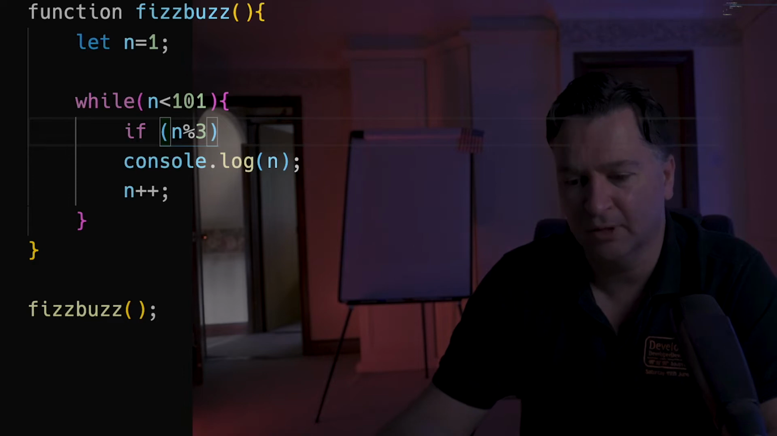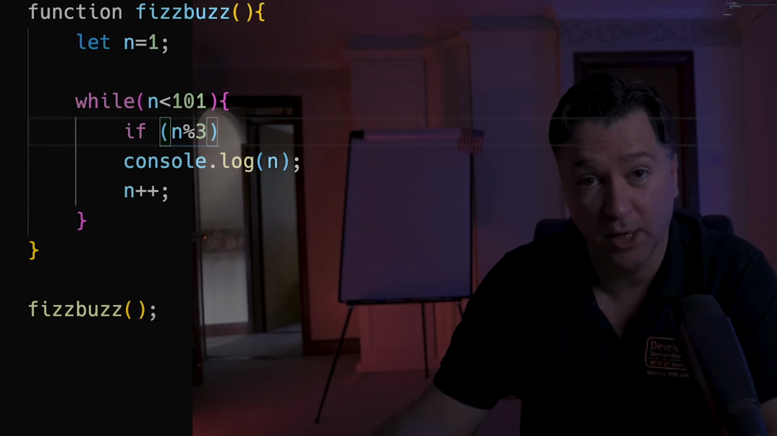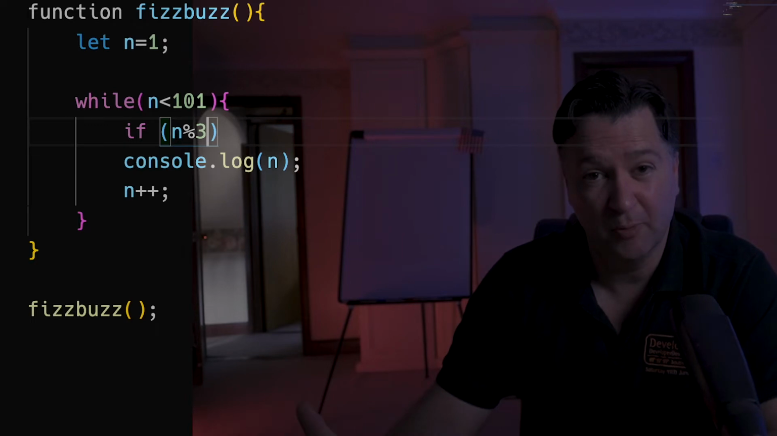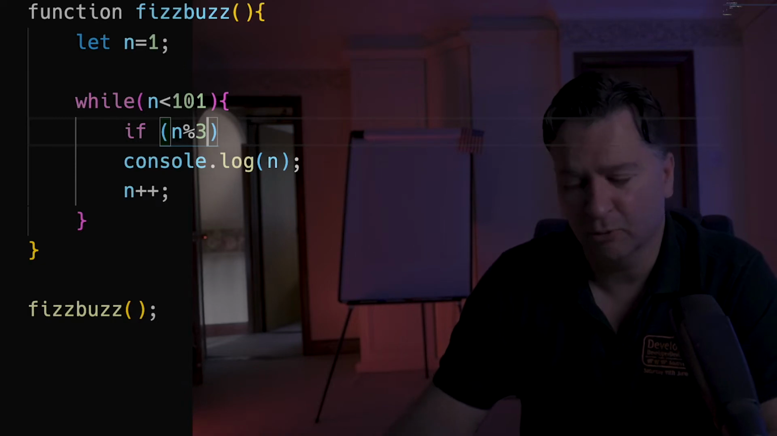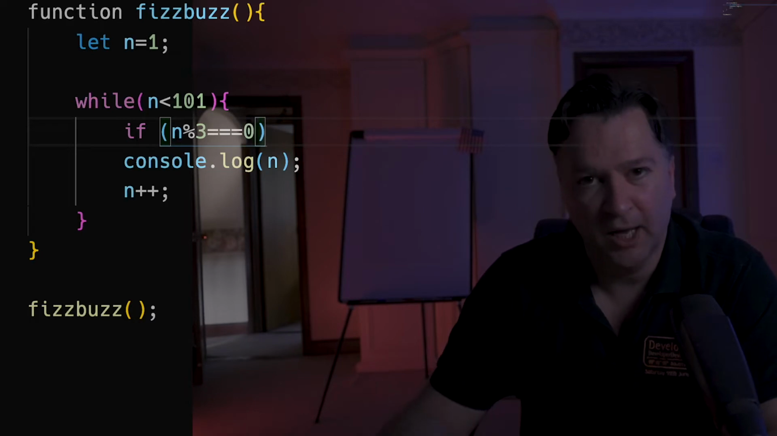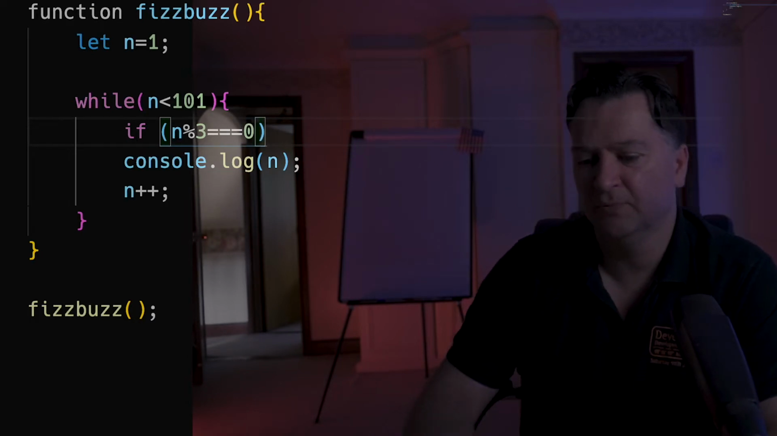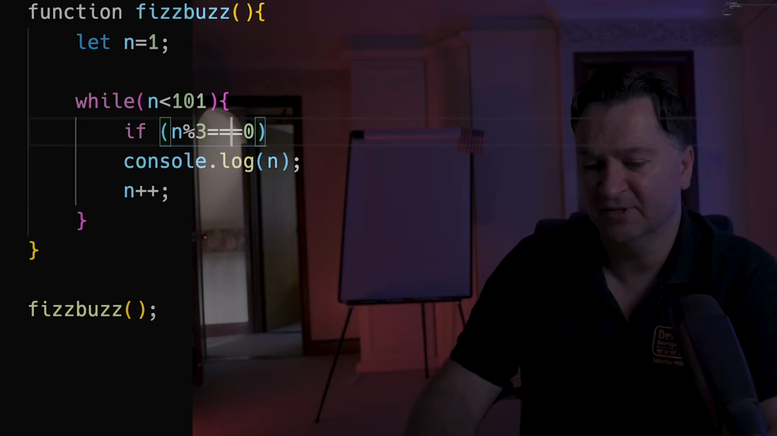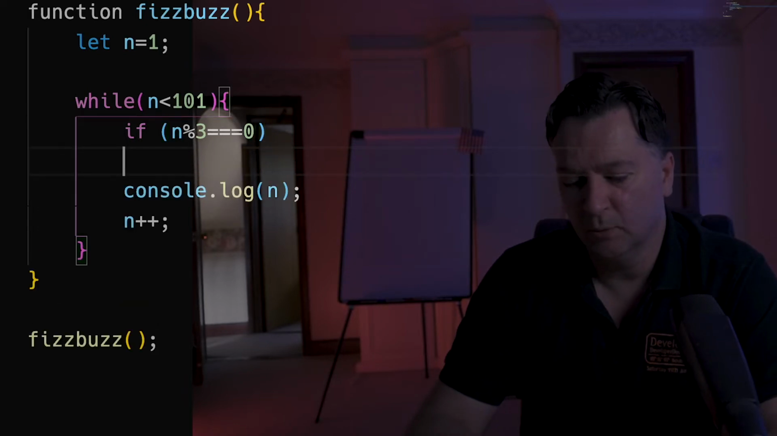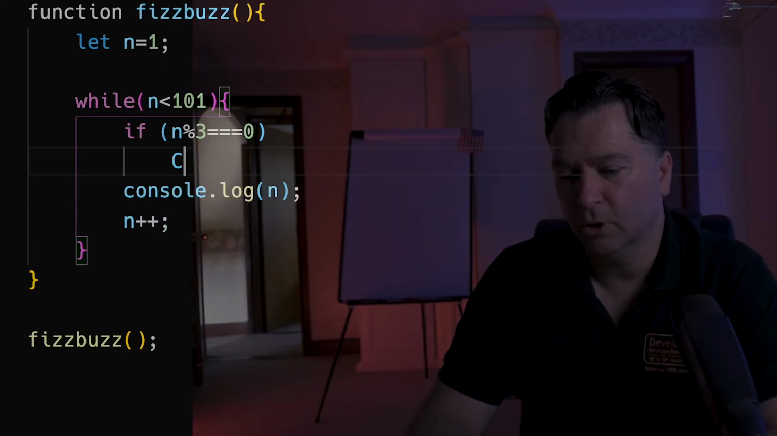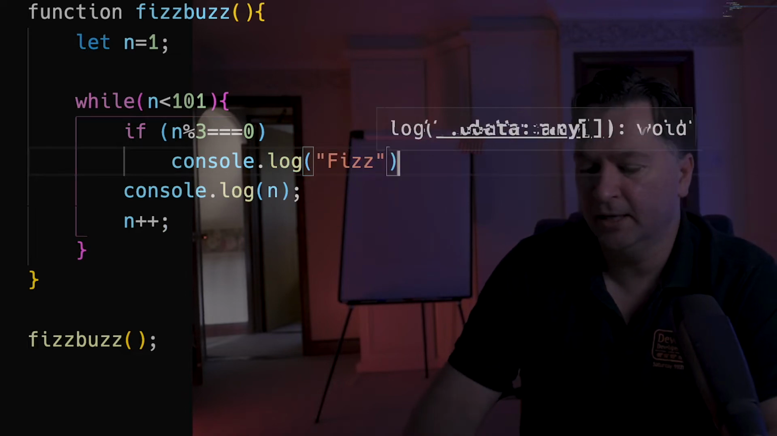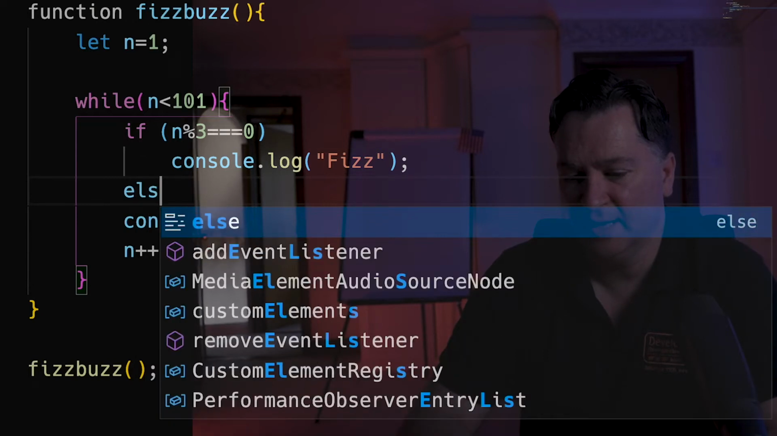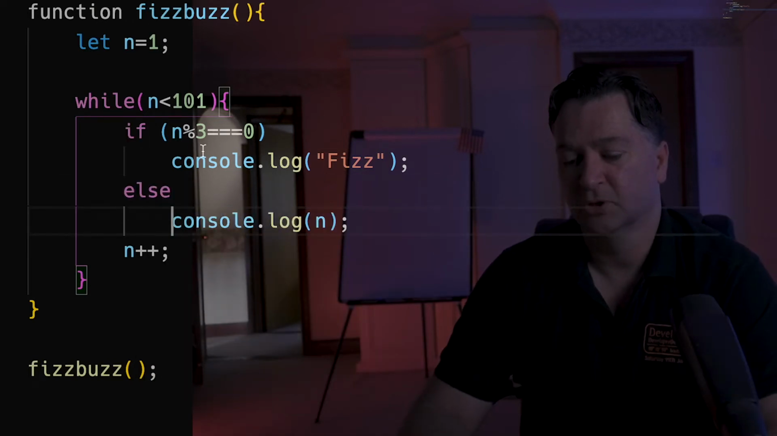So let's say 4 modulo 3 would come back with 1 as an answer because it's got a remainder of 1. But something like 3 modulo 3 would come back with 0 because there's no remainder. So n modulo 3, and we'll do the triple equals here with 0, will tell us that it's divisible by 3. So if I get that, what I want to do is console log out fizz in this case. And then if we don't have anything else, we will just console log out the number.